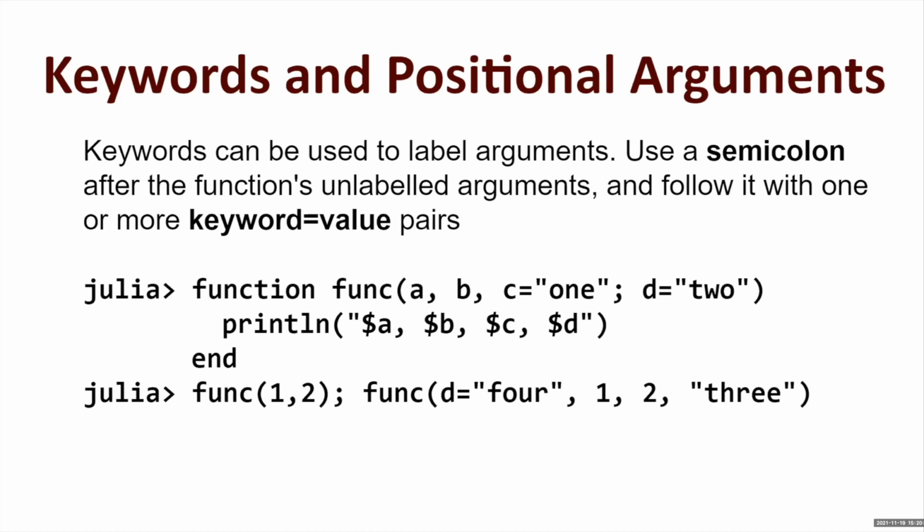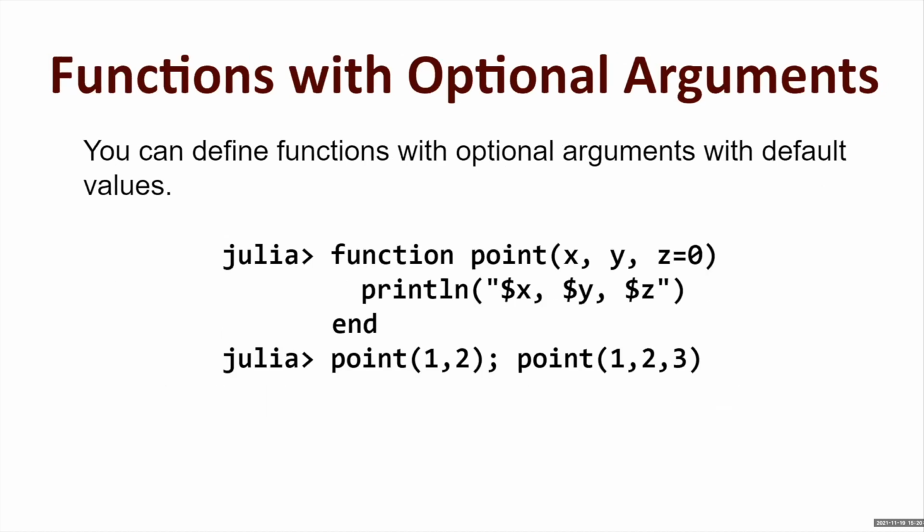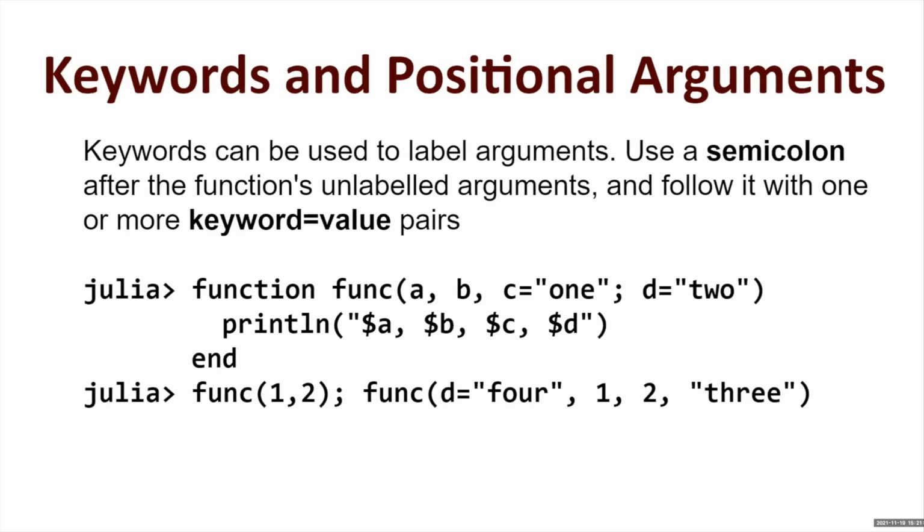I think the semicolon here separates the first part from the second part. The first part, C equals 1, is an optional argument. The last one is a keyword argument. So there are differences: Z equals 0 here is not a keyword argument, it is an optional argument. But here, D equals 2 is a keyword argument, and C equals 1 is an optional argument.